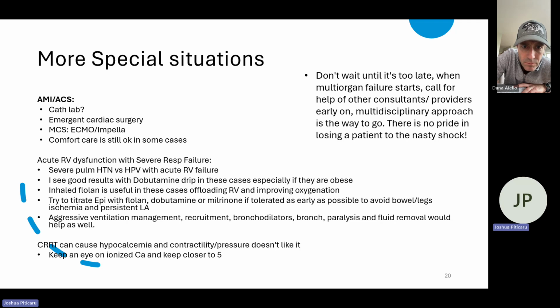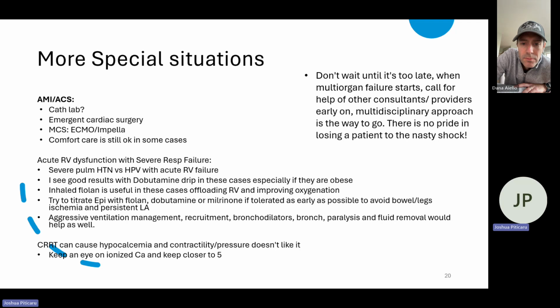So vasopressin and dobutamine. Inhaled Flolan is useful in these cases for offloading the RV and improving oxygenation. Although we know that it didn't improve mortality much, it did help your oxygenation. In a lot of cases it was used. But mainly you use it in the cardiac unit to help the RV function and come off ECMO or come off RP Impella. We have used it many times, but if you have severe lung disease, why not try it? Just trial them, it's not much to try it.